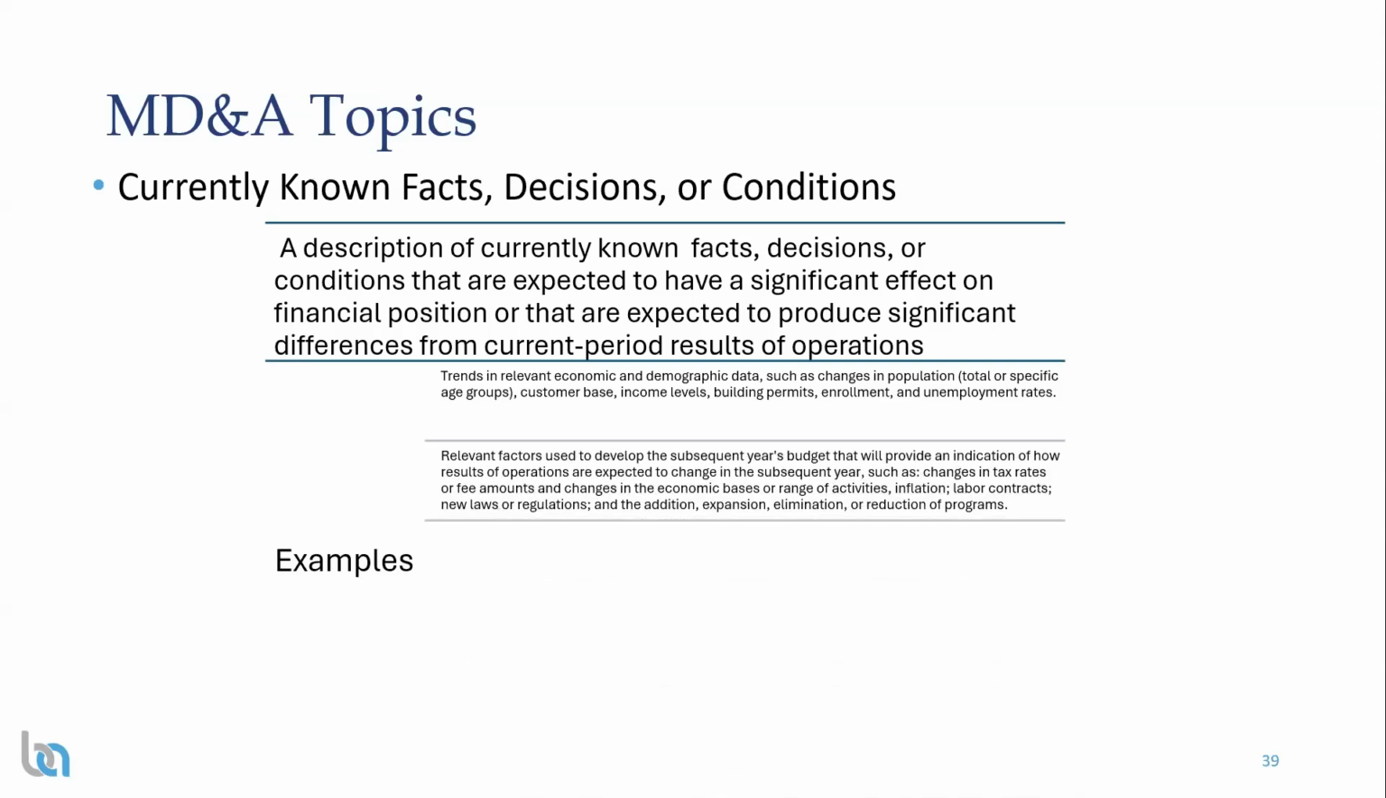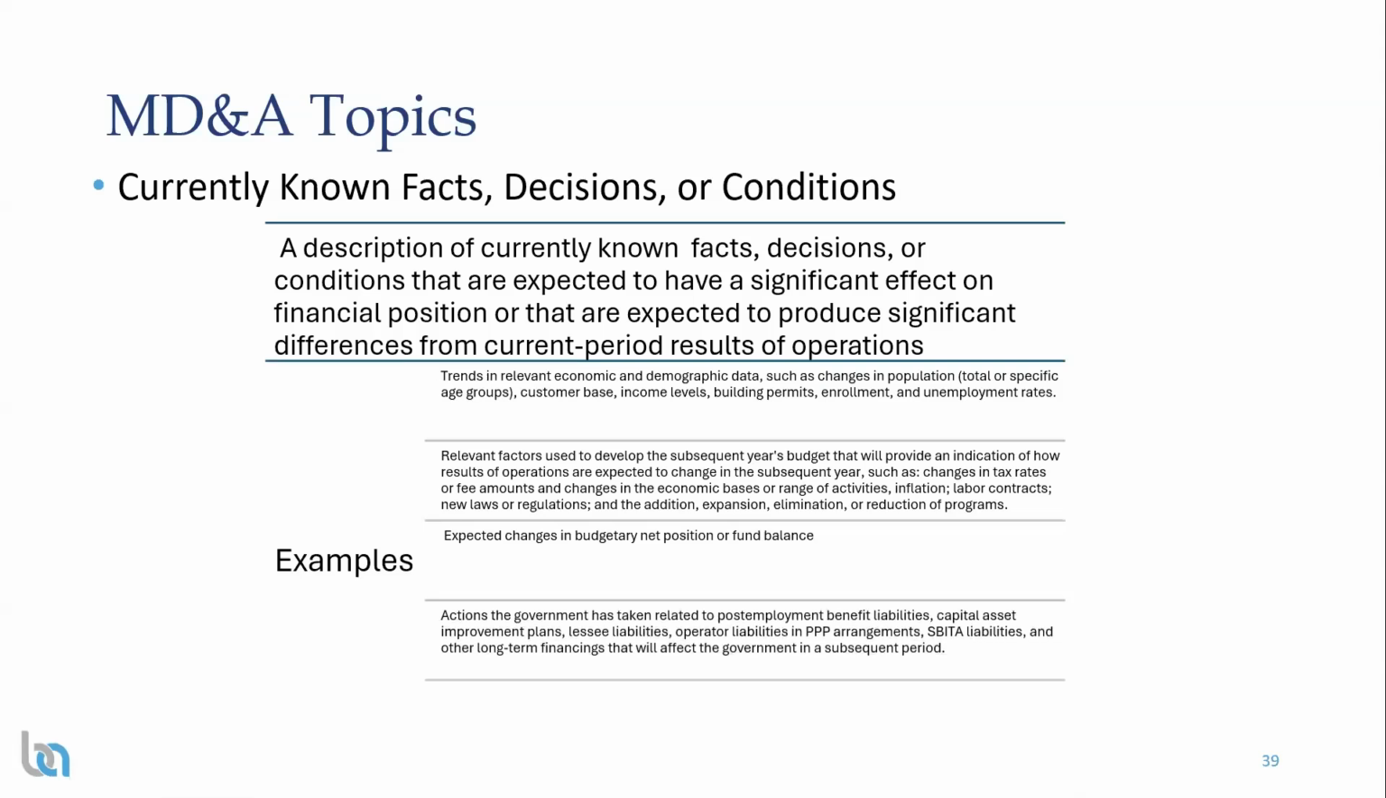Relevant factors used to develop the subsequent year budget that will provide an indication of how results of operations are expected to change in the subsequent year, such as changes in tax rates, fee amounts, economic basis, inflation. Expected changes in budgetary net position or fund balance, actions the government has taken related to post-employment benefit liability, capital asset plans, lease liability, basically renegotiating leases, extending leases, pre-funding pension. This is a place to discuss those types of things.